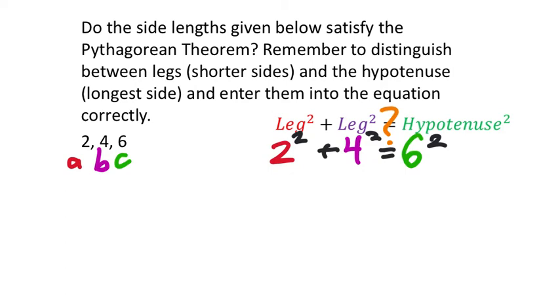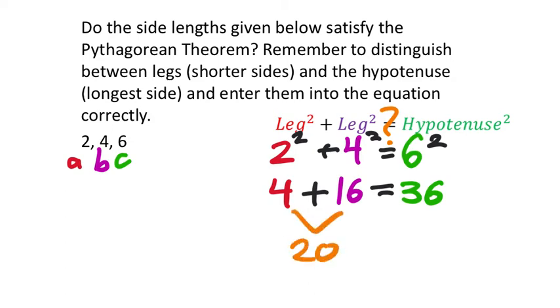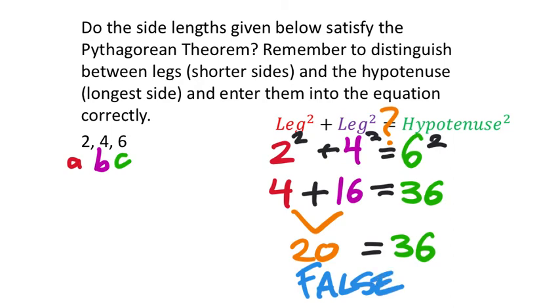But I do know that 2 to the power of 2 is 4, 4 to the power of 2 is 16, and 6 to the power of 2 is 36. When I add the two legs together as squares, I get 20. So does 20 equal 36? No, it does not. Yeah, this one's clearly false. Which means, would this satisfy the Pythagorean theorem? Would it make a right triangle? No, it would not.